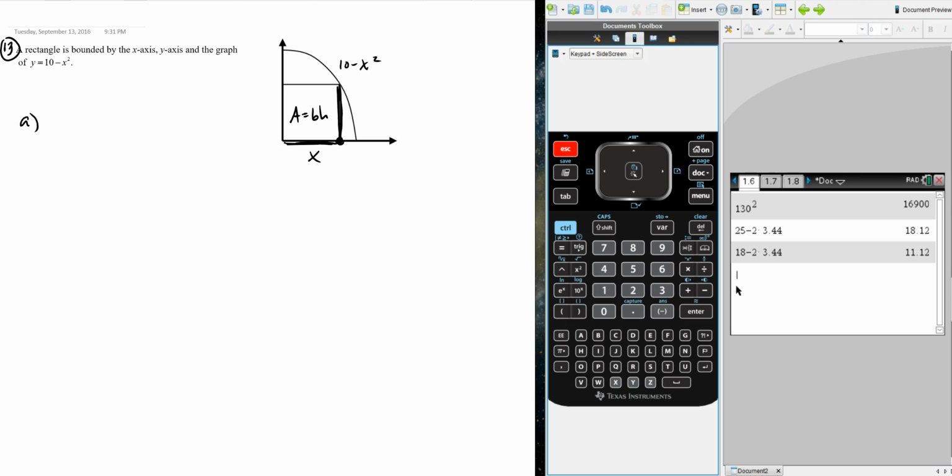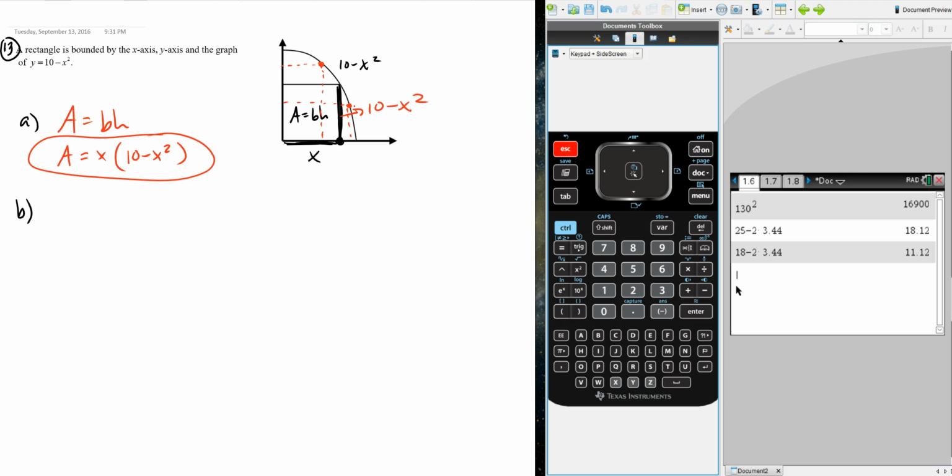The height of this rectangle happens to be, so if I move this rectangle to there, or if I move it to here, regardless of where I'm at, the height of the rectangle is the function value. So the height of my rectangle at any point is 10 minus x squared. So we know that in general the area is base times height, but if we plug some stuff in, we get x times 10 minus x squared. So that is the area of my rectangle.